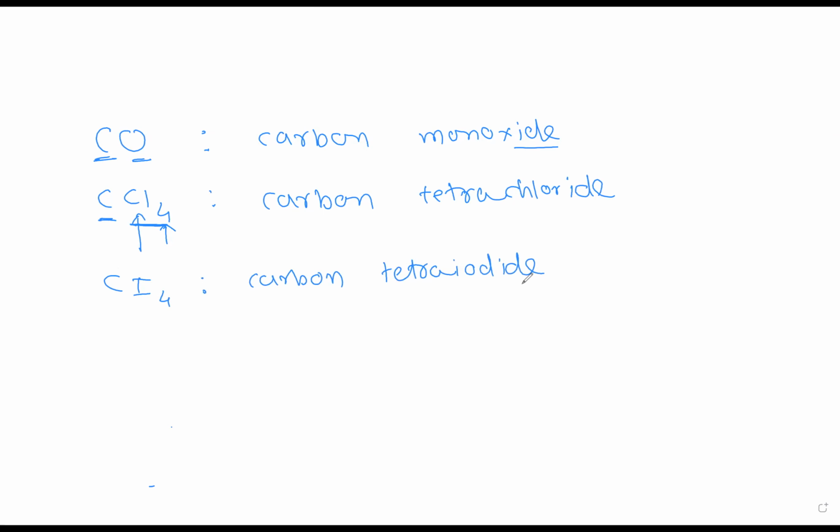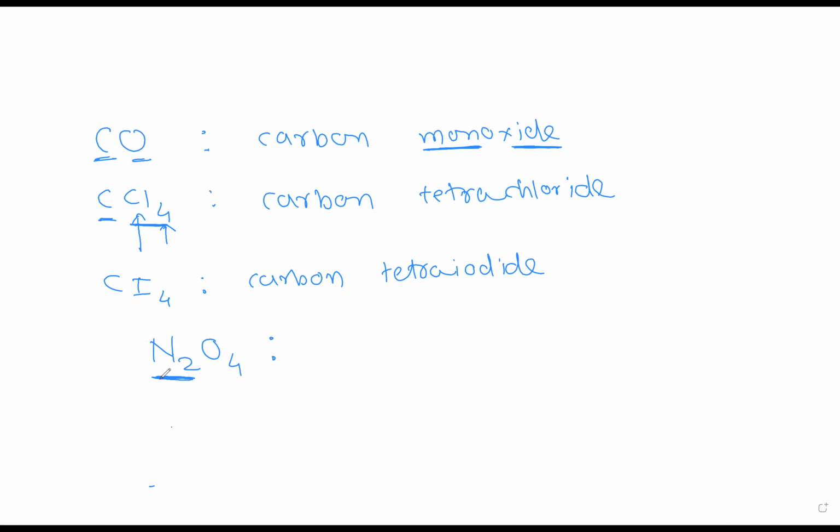So remember, for the second element, we always use a prefix and we always use IDE as the suffix. For the first element, if we just have one atom, we do not use a prefix. But if we have two atoms, we do use a prefix. For example, let me just give you one. Now, if we have to name this, how are we going to name it?